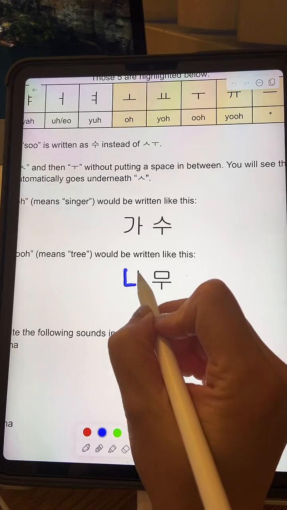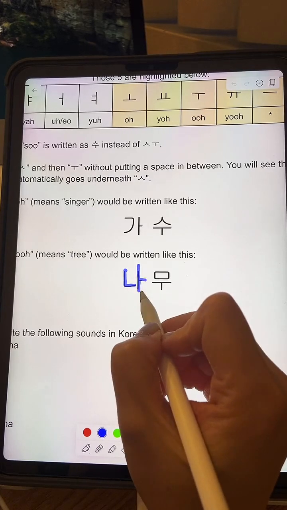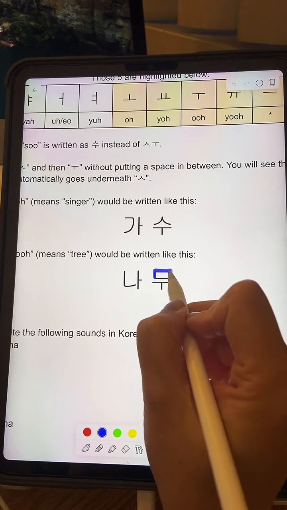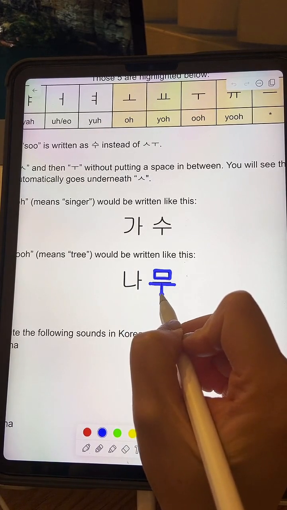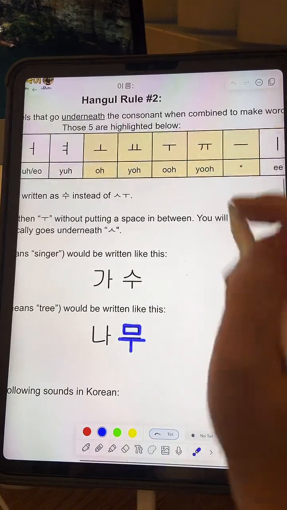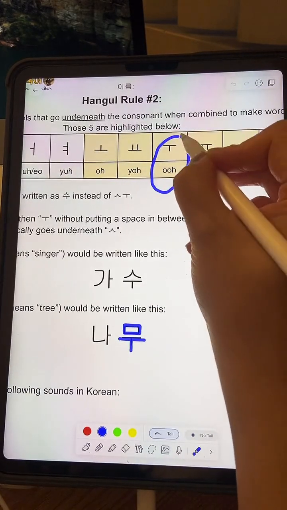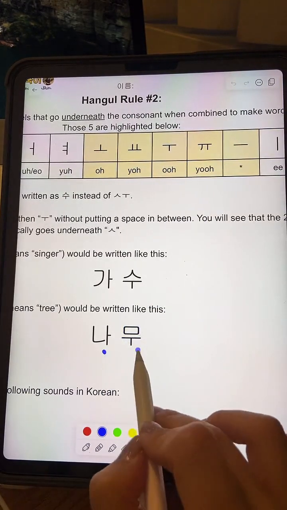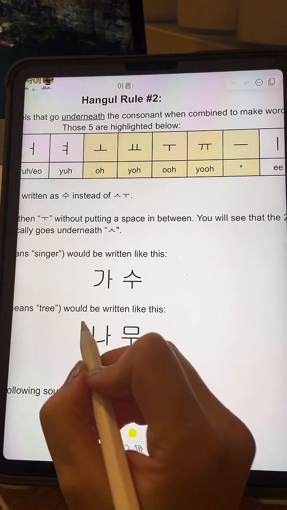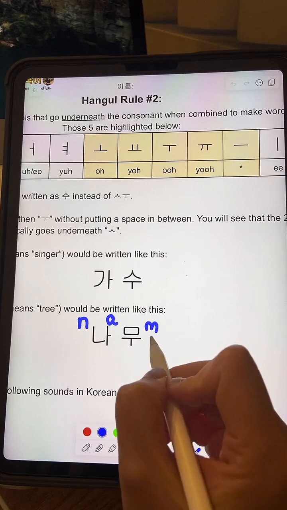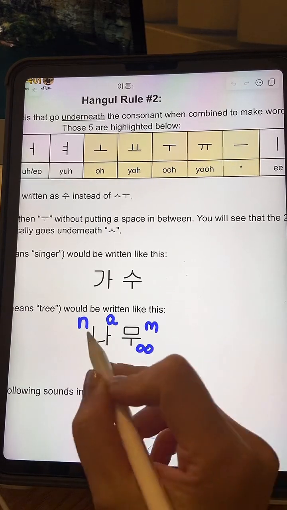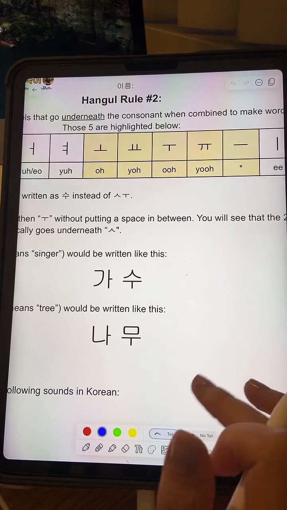So 나무 is written like this. N sound, A. Na. M sound, and U goes at the bottom. Why does it go at the bottom? Because it's one of the 5 vowels. 나무. So it's kind of like N-A-M-O-O.